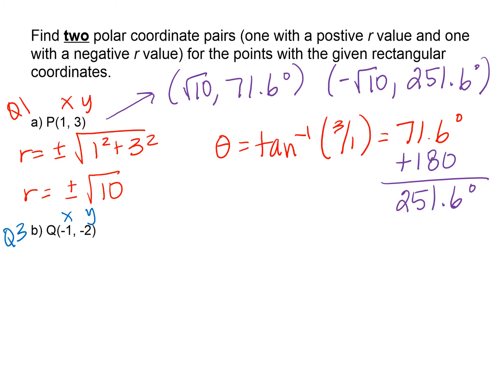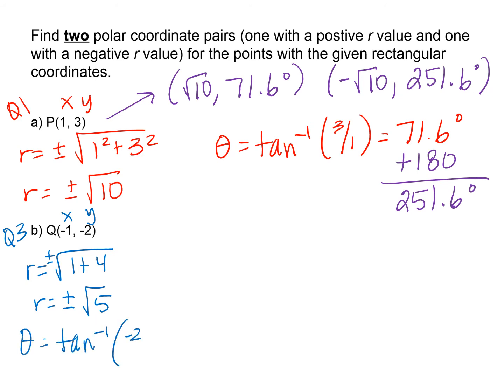We're going to find our r value. So the square root of x squared plus y squared. So we're going to get 1 plus 4. Oops, I left off my plus or minus. So plus or minus the square root of 5. Then we're going to do inverse tan of y over x. And I end up with 63.4 degrees.